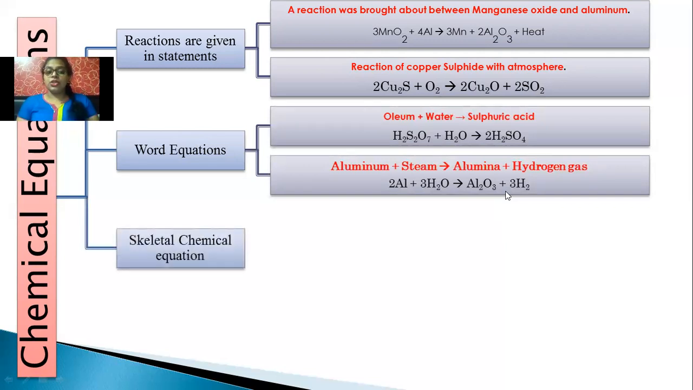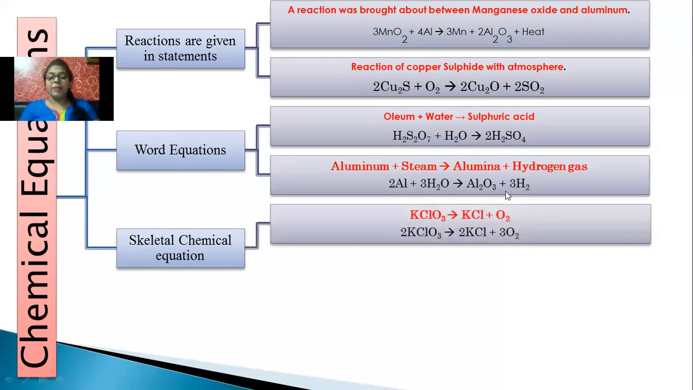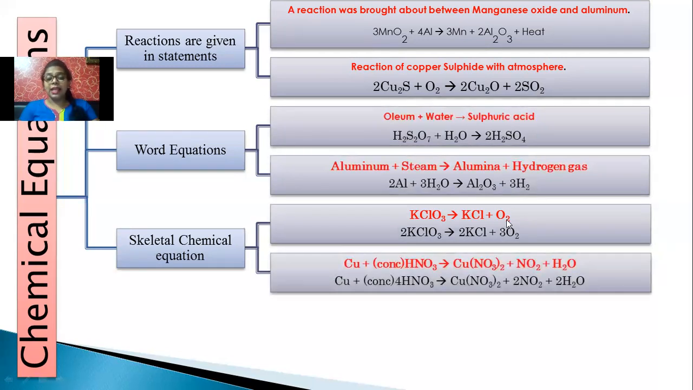Let's see the next variation, the skeletal equation. Skeletal equation means an unbalanced equation will be given to you and you need to balance it. For example, we have the unbalanced equation over here, that is KClO3 gives us KCl plus oxygen, that is O2. So it's a totally unbalanced equation. We need to balance it. Fine. So it becomes 2 KClO3 gives us 2 KCl plus 3O2.